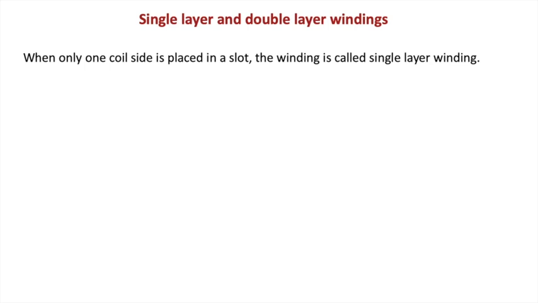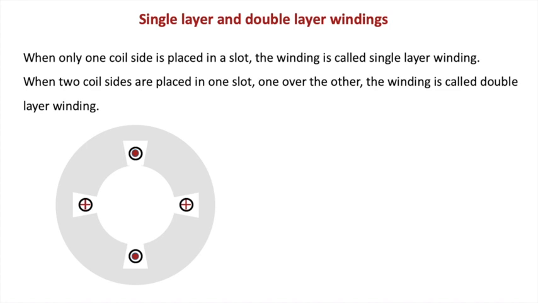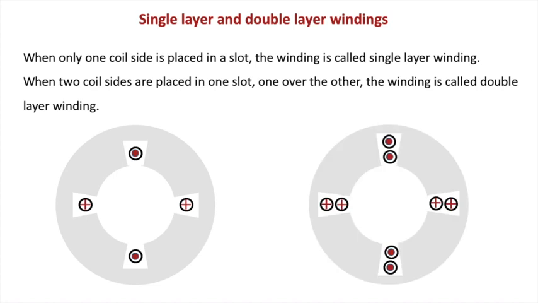Single and double layer windings. When only one coil side is placed in one slot, the winding is called a single layer winding. You can see only one coil is placed in one slot. When two coil sides are placed in one slot, one over the other, the winding is called a double layer winding. So you can see in the same slot we have two coil sides placed over here.